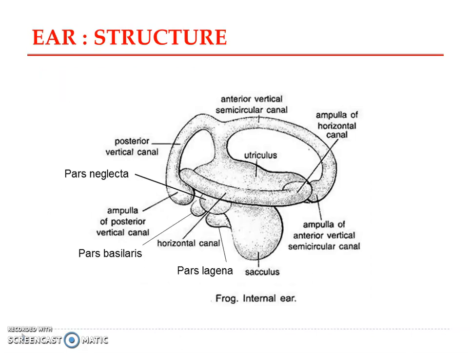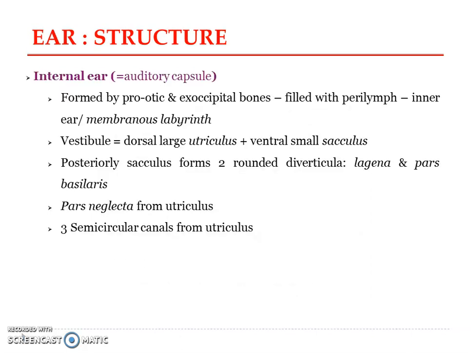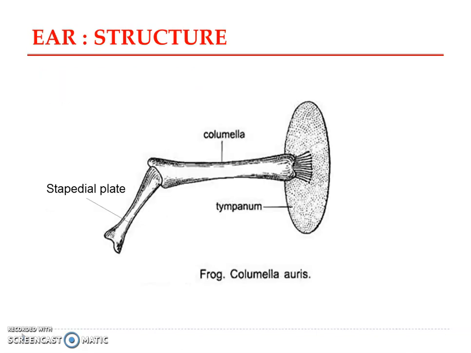Okay. So now the next part. We have seen that in the middle ear we have the annulus tympanicus. It is a cartilaginous ring-like structure, and upon that stretches the tympanic membrane. On the internal part of the tympanic membrane, you can see a bony rod-like bone, that is the columella oris, and the internal part of the columella oris is connected to a cartilaginous plate. It is the stapedial plate.